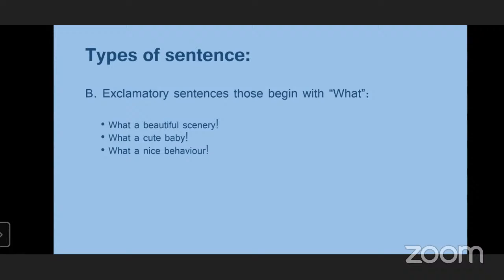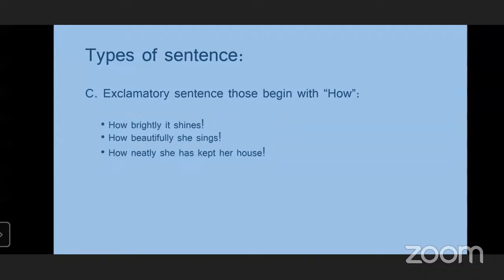Next slide. Exclamatory sentences also begin with how. How brightly it shines. How beautifully she sings, if somebody is singing.